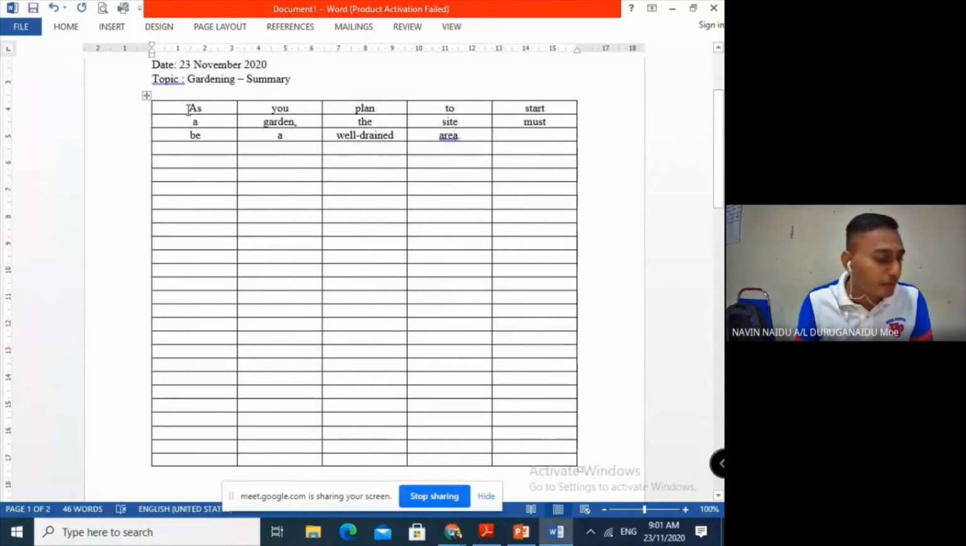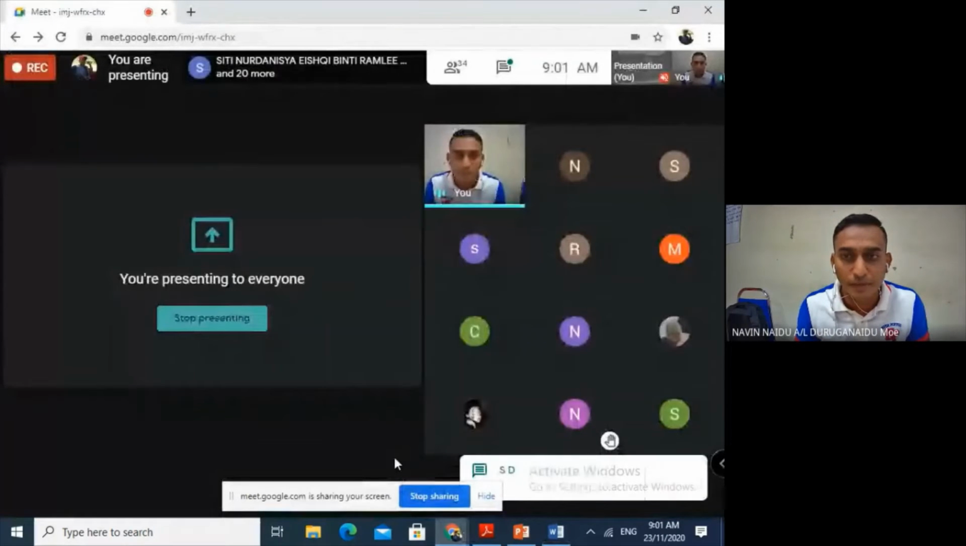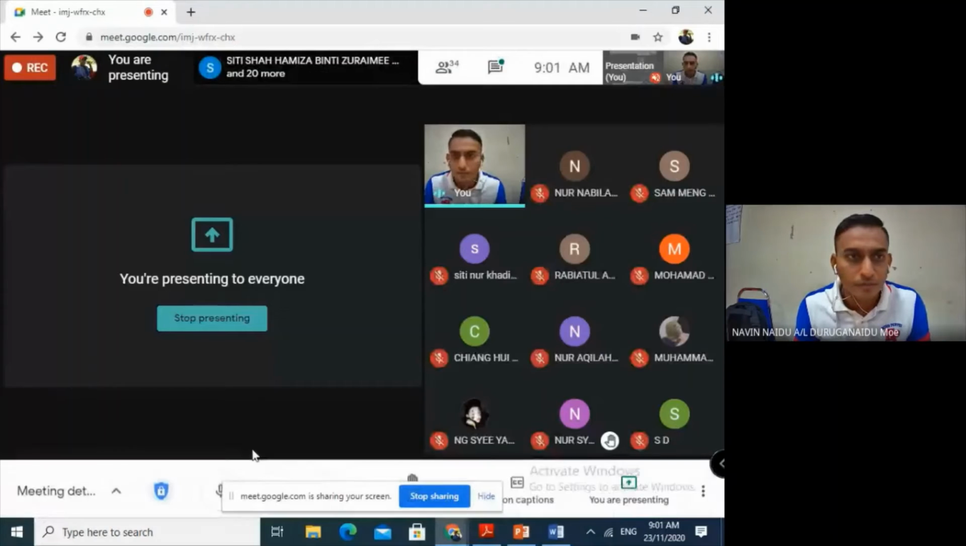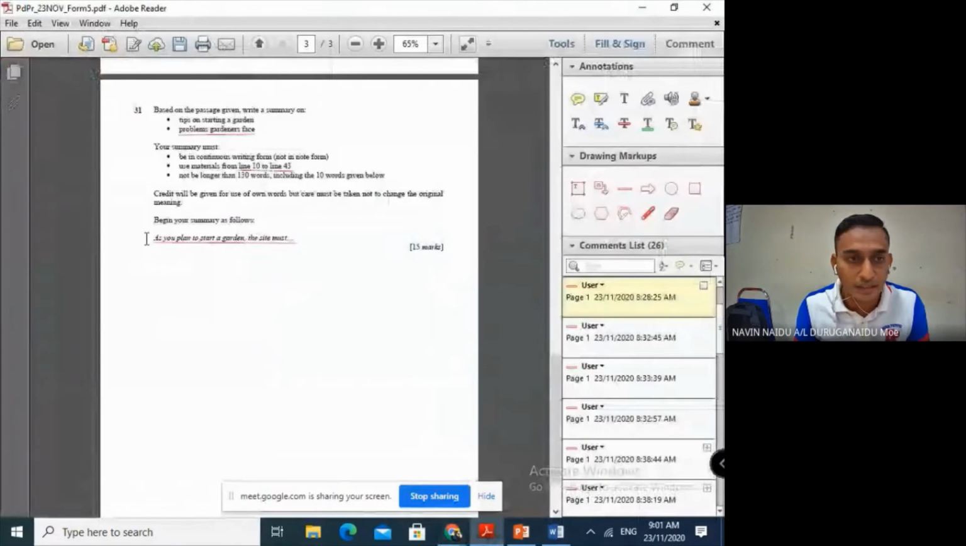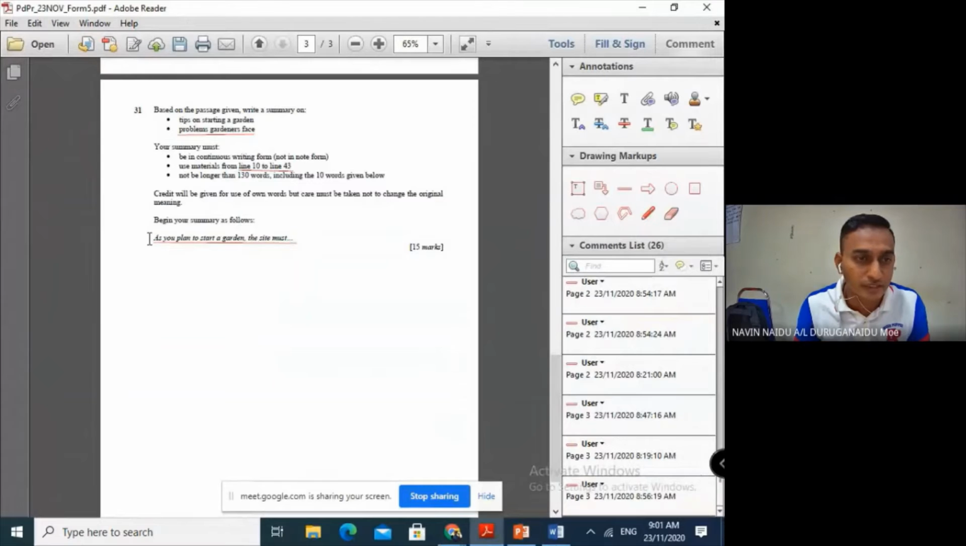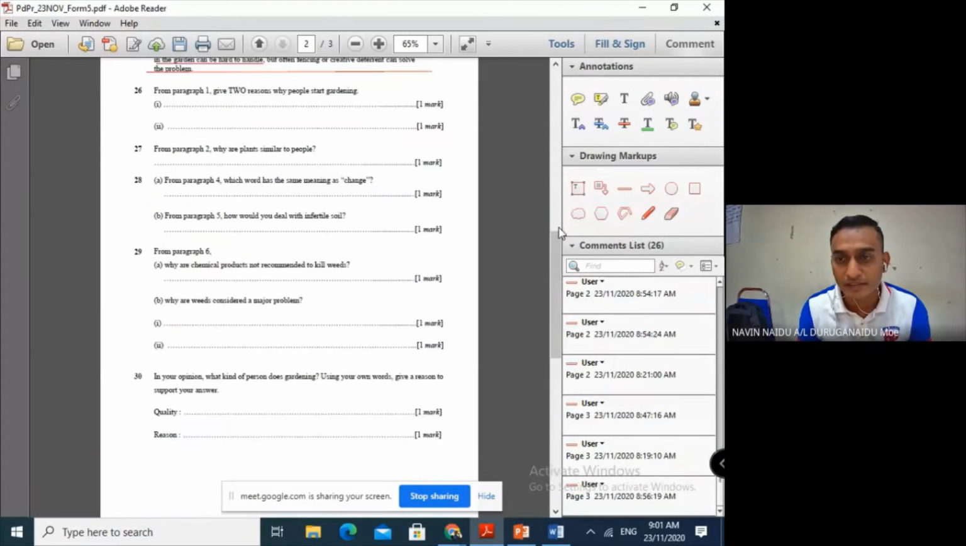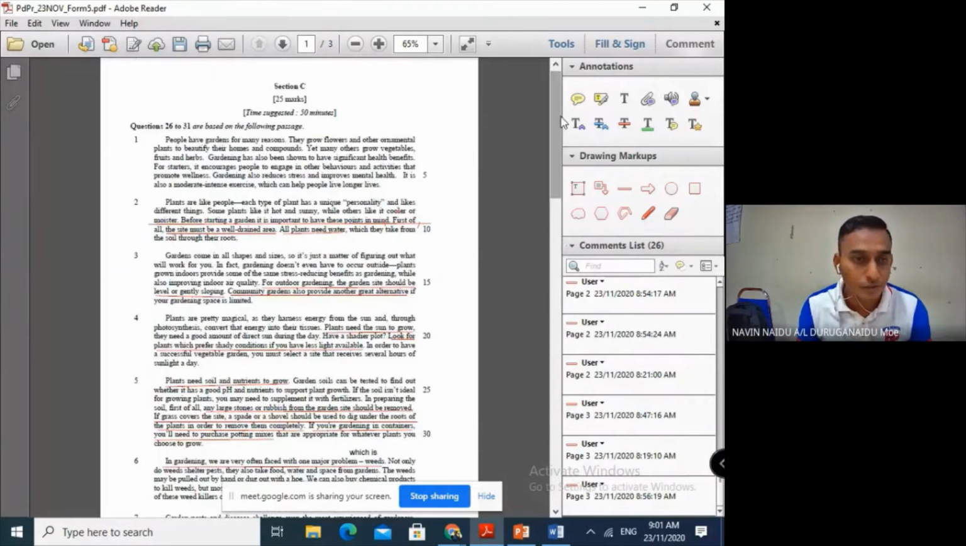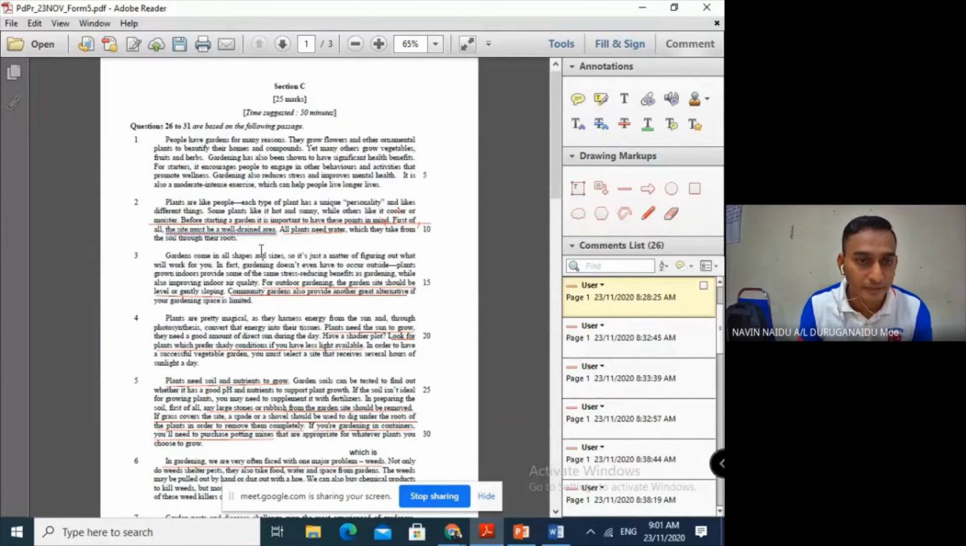Now I repeat again on writing out the first part of our summary, which is to complete our sentence. As you notice, the summary has given you the first 10 words: as you plan to start a garden, the site must be... It is suggesting you to complete the sentence. What you can do is complete your sentence by using well-drained area. If you notice, I'm highlighting this part.